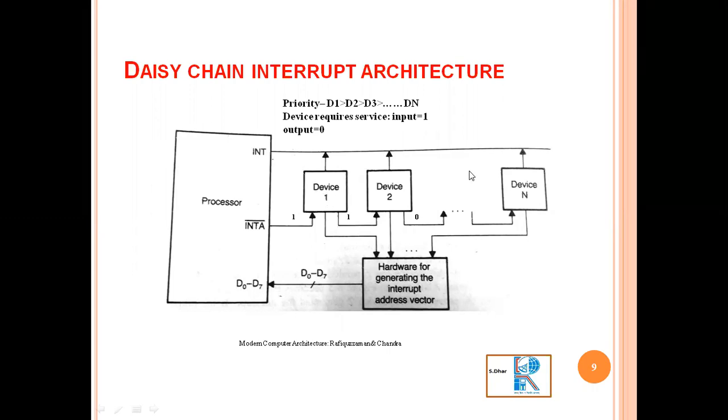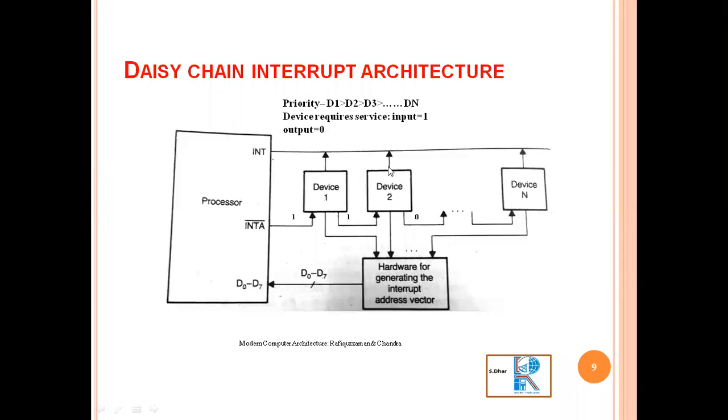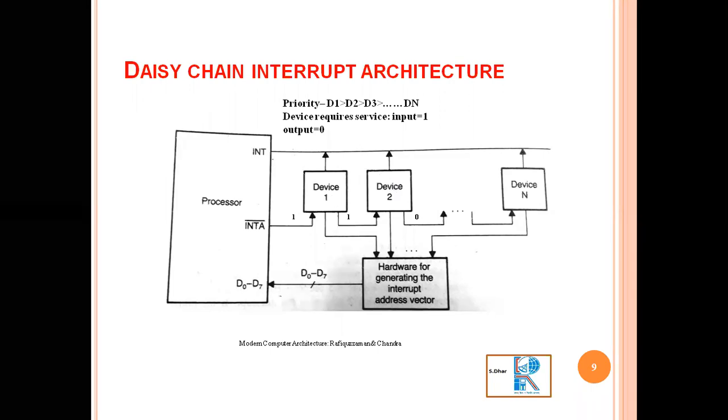Clear? So here, this is a dedicated connection. In the previous case, in the hold interrupt, they are connected, but you can change the priority in the software, whatever may be their connection. But here you cannot change the priority. If you want to change the priority, you have to change the connection. Suppose you want to make device 2 the highest priority and device 1 the lowest priority. Then you have to take device 2 here and device 1 here, because you have to make the distance shorter for the highest priority device. This is the daisy chain.